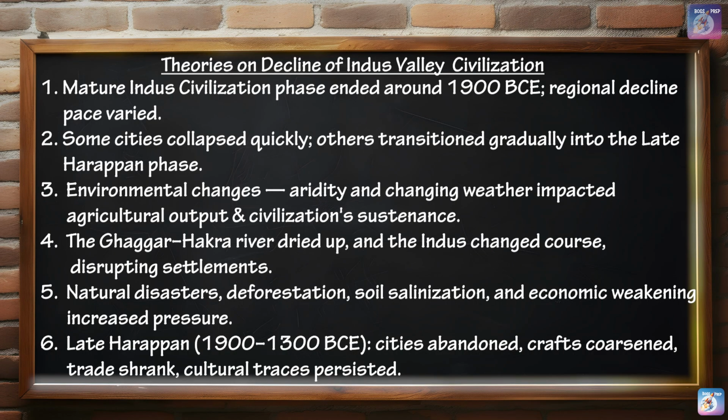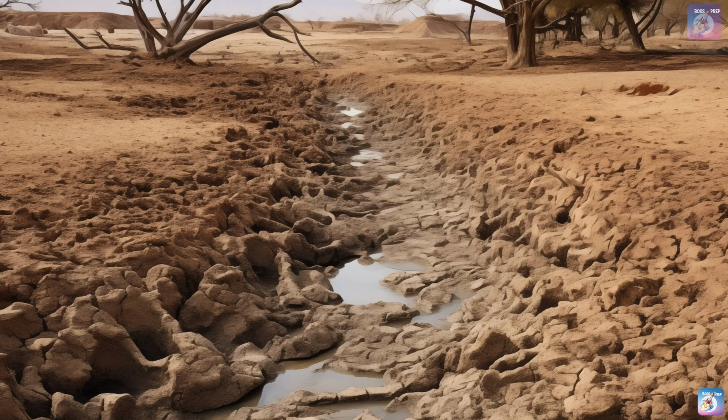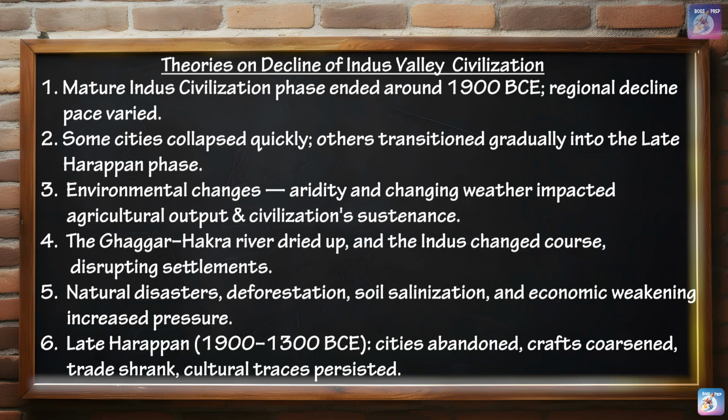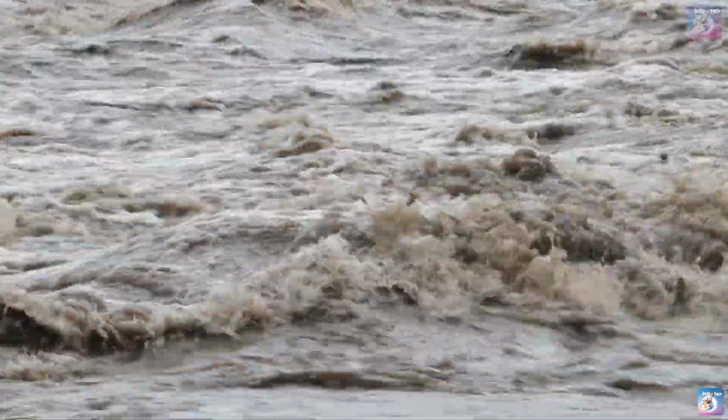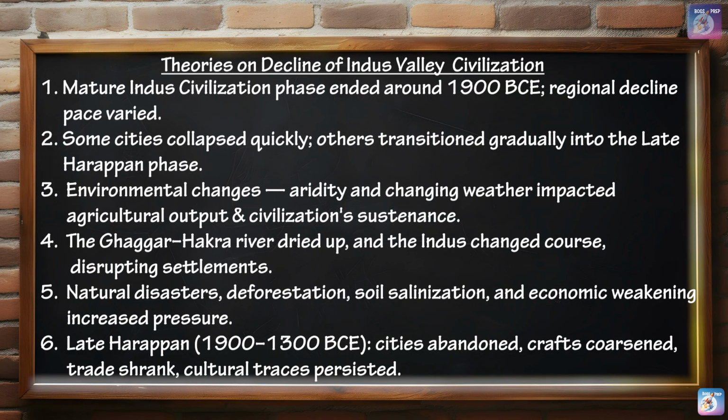Second, changes in river systems. The Ghaggar-Hakra, often linked to the Saraswati River, began to dry up, and the Indus changed its course, disrupting many settlements. Third, natural disasters. Repeated flooding occurred at several sites, and some evidence points to occasional earthquakes. Fourth, ecological strain. Deforestation, resource depletion, and soil salinization added pressure on the environment.